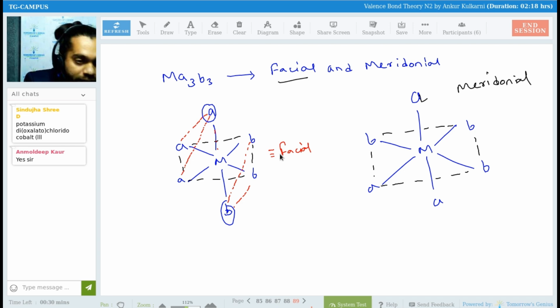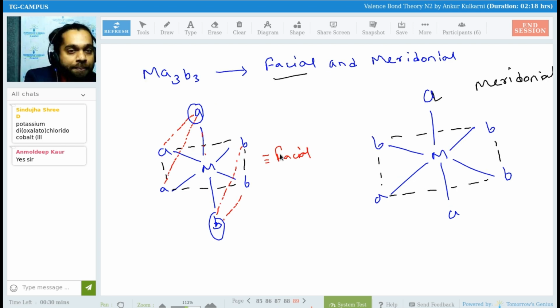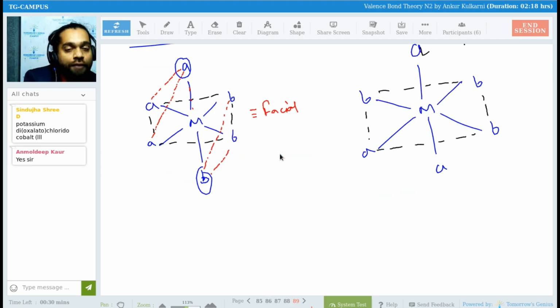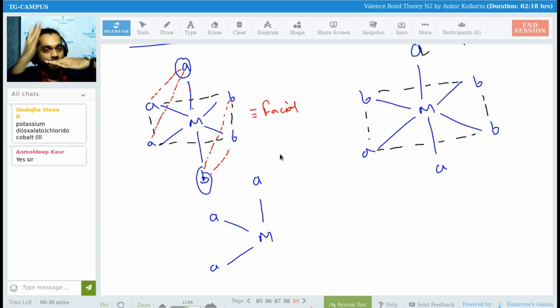Two opposing face. So whenever I have an Ma3B3 type of complex, only this will show facial and meridional, because there is a chance of them to be in a single face. So the A's come in a single face. If you look at it like this, aren't they making a face? Yeah, they are making a face.